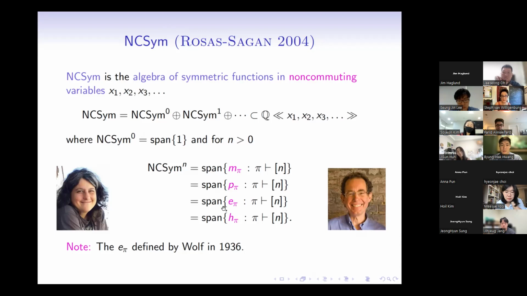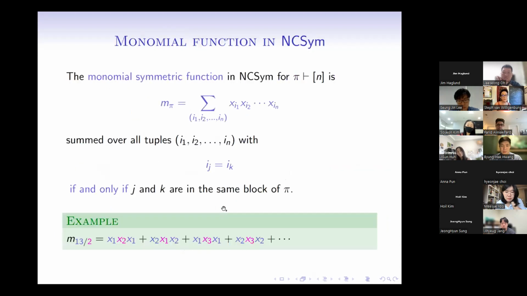So let's have a look at some of these bases. The first one is going to be the monomial symmetric function in non-commuting variables. Now for this, we're going to take a sum of monomials such that the variable in the jth position is equal to the variable in the kth position if and only if j and k are in the same block.